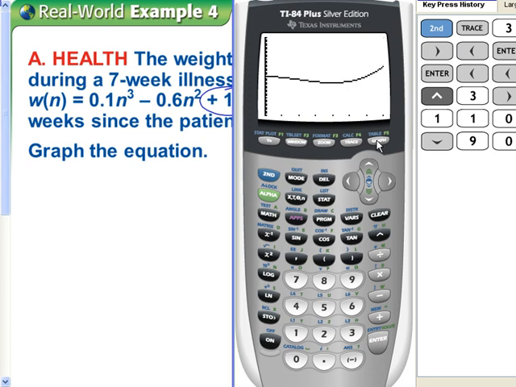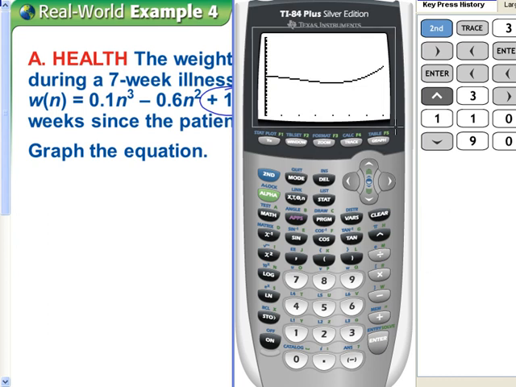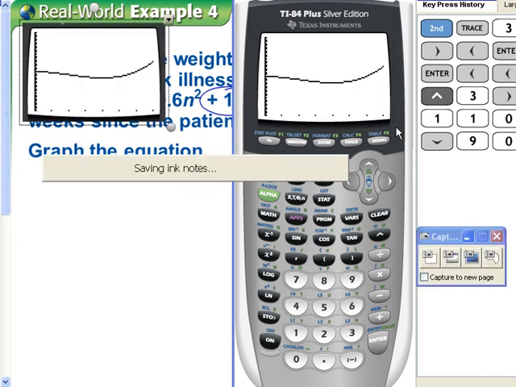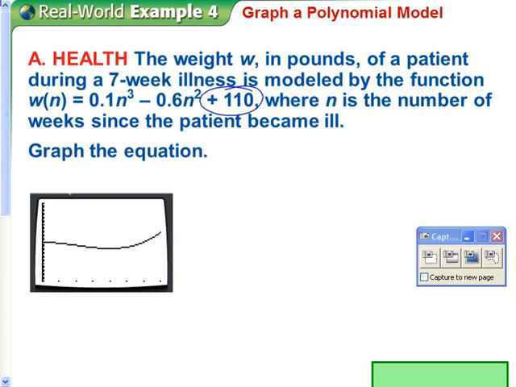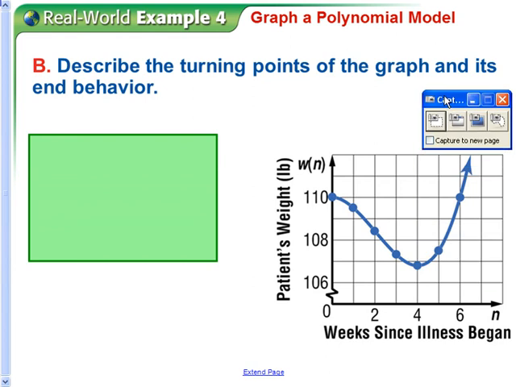So you can copy that down. I'm going to just take a picture of it. There's a graph of our equation. You could use a table and make a more precise one. Next question. Describe the turning point and the end behavior. Well, when is the turning point? It's right here. Turning point is week 4.